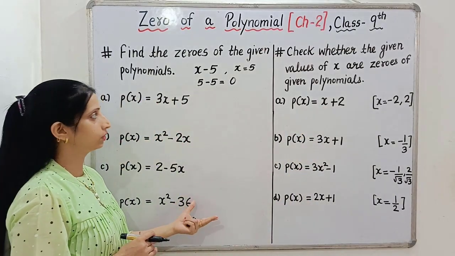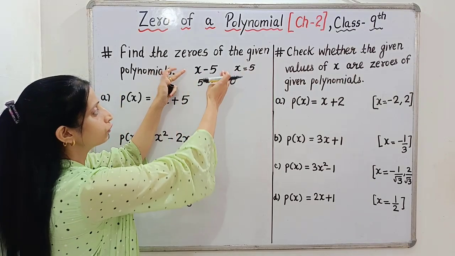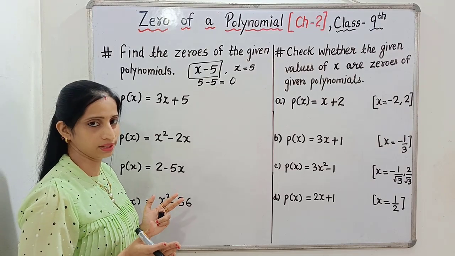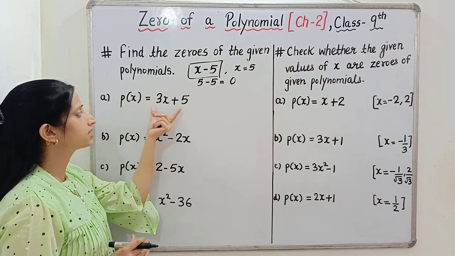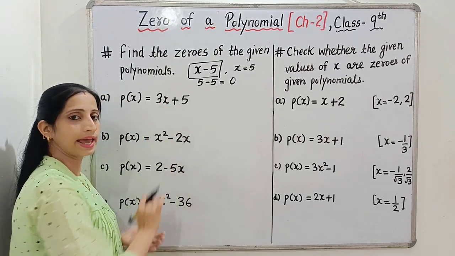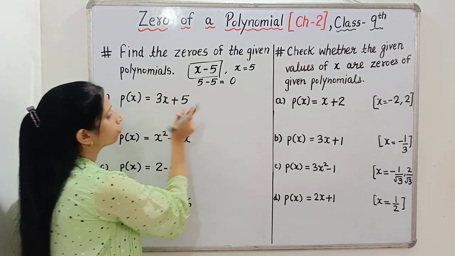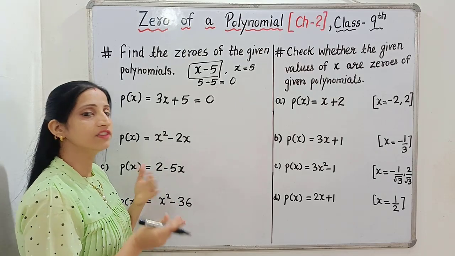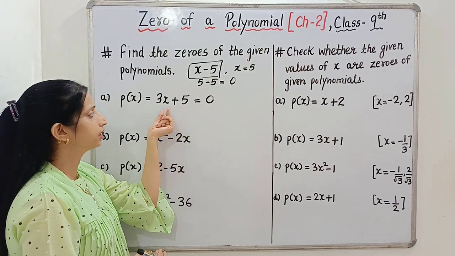Now, again come back to this. Zero of a polynomial means the value of the variable for which the value of the polynomial will become 0. That is known as zero of the polynomial. So, let's begin by doing these questions. Like the first question, the polynomial given is 3x plus 5. We have to find out the value of this variable x. And how will we find it? For this we will put this given polynomial equal to 0. This is the first step. Always do like this. Whatever the given polynomial is, put that equal to 0. Then only you can find out the value of the given variable.